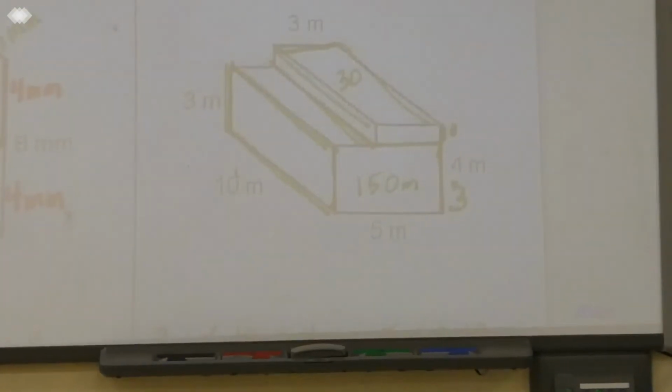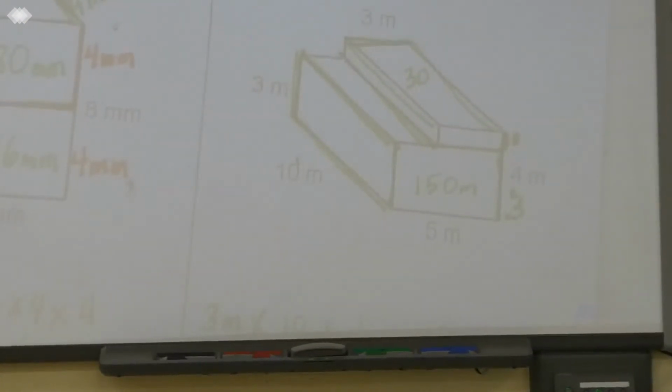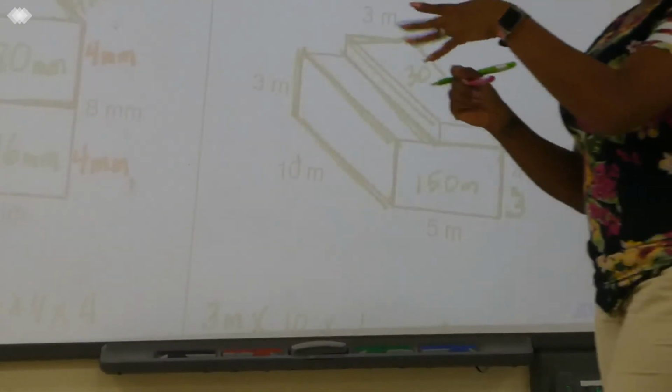So now we have to add them. 30 meters plus 150 meters is 180 meters cubed. Questions?